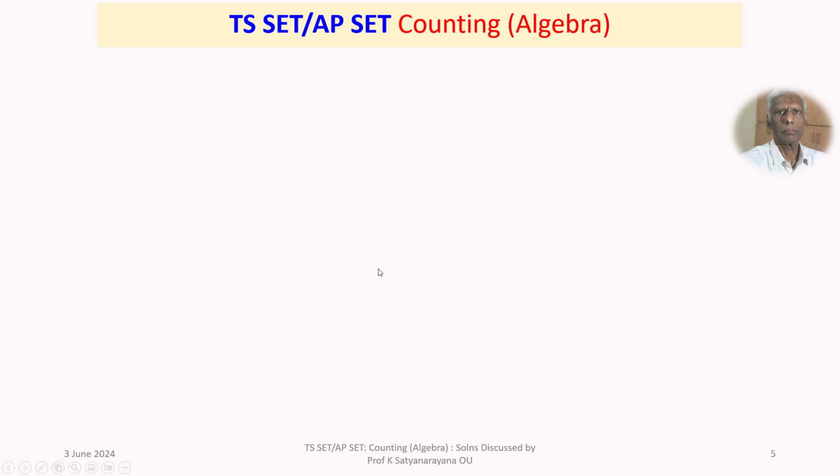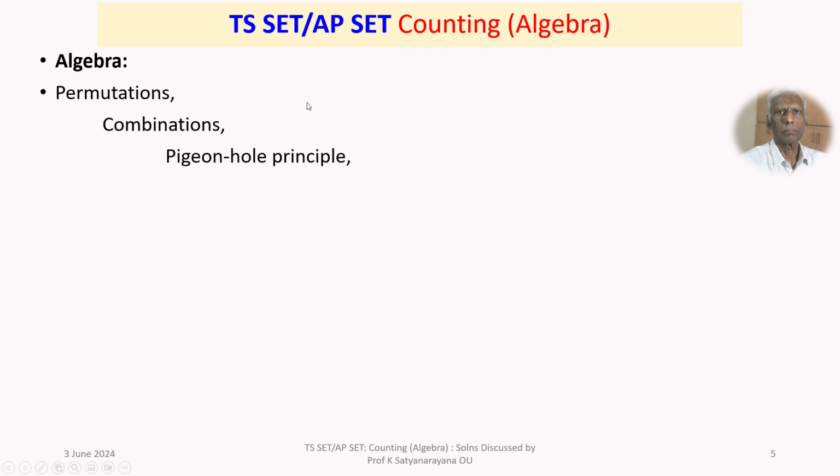Now first, you see the syllabus that is meant for TS SET and AP SET under Algebra. In that, the first section consists of combinatorics, namely counting, consisting of permutations, combinations, pigeonhole principle, inclusion-exclusion principle and derangements. All these items consist of problems on counting under algebra.